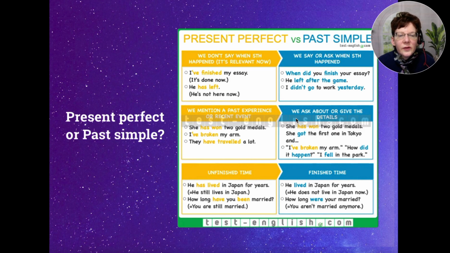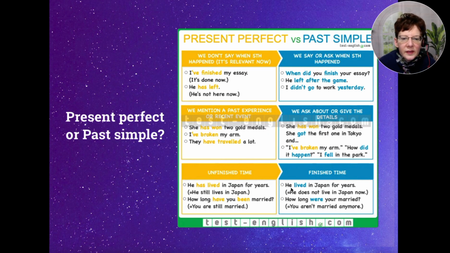Okay, also, past simple is for when we ask about or give the details of something. So for this one, I've broken my arm. Doesn't say how or when. So, I've broken my arm. Now, for past simple, how did it happen? I fell in the park. All right. And then past simple is for a finished time.